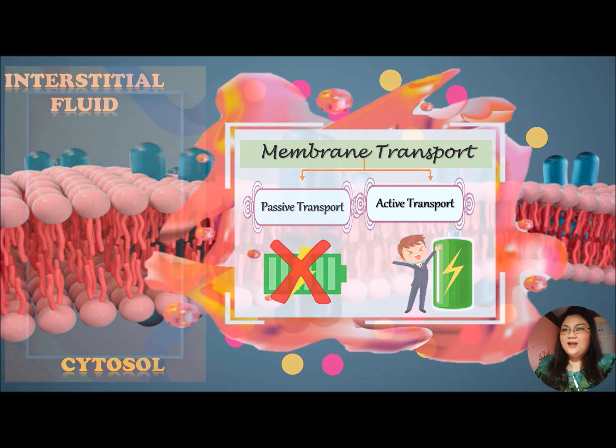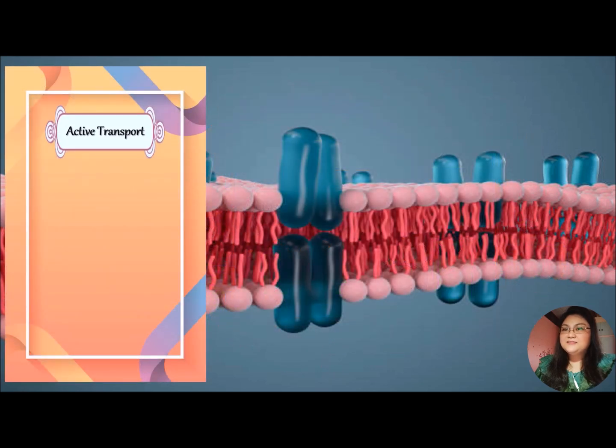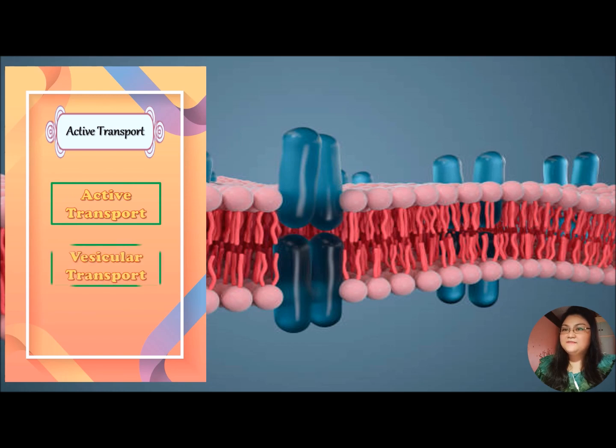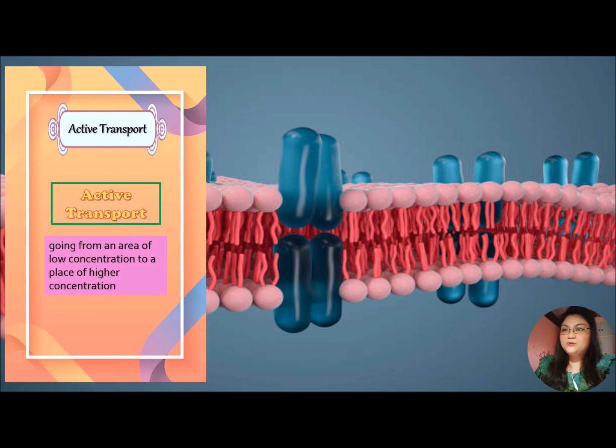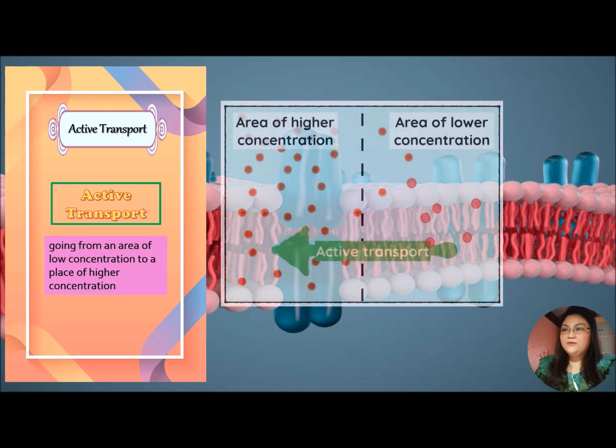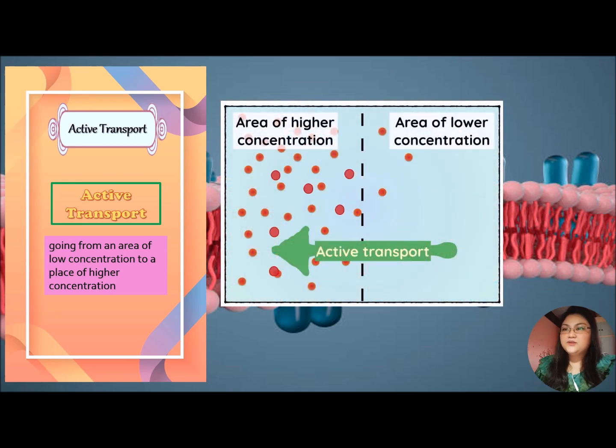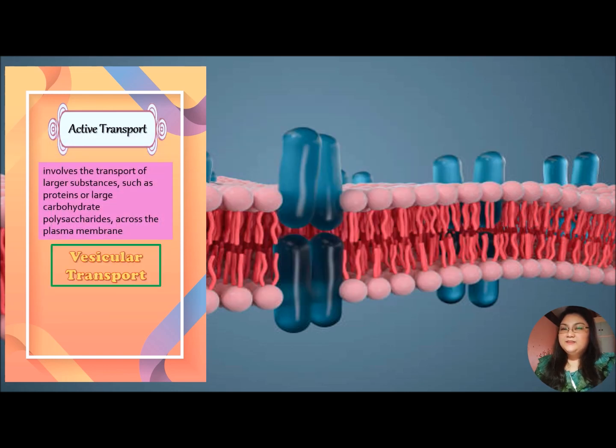Now, let's look at active processes. Active processes require the use of cellular energy for membrane transport. There are two types of active processes. We have active transport and vesicular transport. Active transport is the movement of a solute against its concentration gradient, or going from an area of low concentration to a place of higher concentration. Vesicular transport involves the transport of large substances such as proteins or large carbohydrates, polysaccharides, across the plasma membrane.